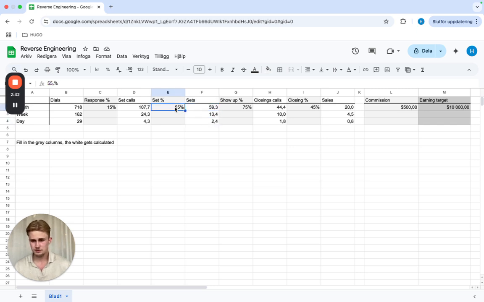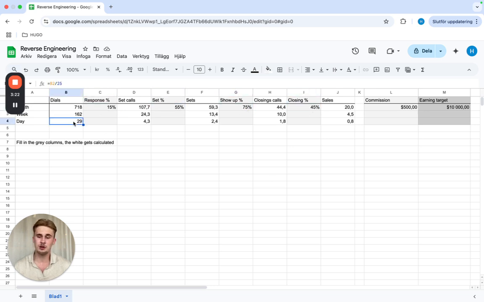In order for you to have 59 set bookings for a month with a 55% set rate, you need to have 107 set calls that month, which is 4.3 a day if you work 25 days. And with a response rate of 15%, you need to make 718 dials for that whole month to have 107 set calls, and that is 29 dials a day. As you can see, it's very, very easy now to see what you need to do on a daily basis to make 10k a month. You just have to do 29 dials a day and keep these KPIs up.